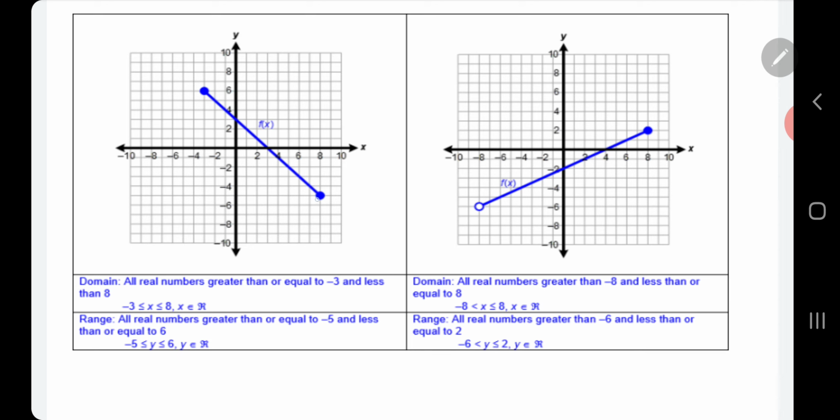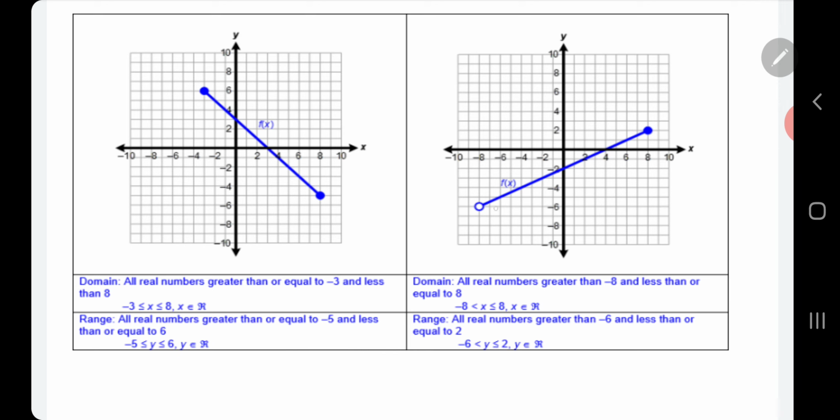So we're between -5 and 6, and we can be -5 and 6. So all real numbers greater than or equal to -5 and less than or equal to 6. So y, and once again this is in inequality notation, y is greater than or equal to -5, but less than or equal to 6. And once again, y is an element of the real numbers.